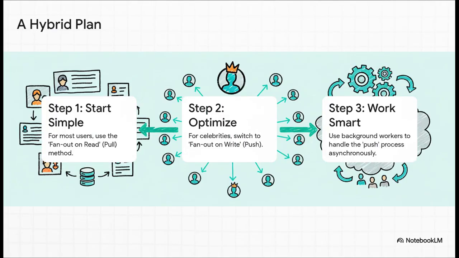So what do real-world systems do? They get clever. They use a smart hybrid approach. For the vast majority of us, that simple pull method works just fine. But for the celebrities, the ones with millions of followers, the system automatically switches over to the push method. This makes sure their millions of fans get the update quickly without slowing anything down for the rest of us. It is truly the best of both worlds.